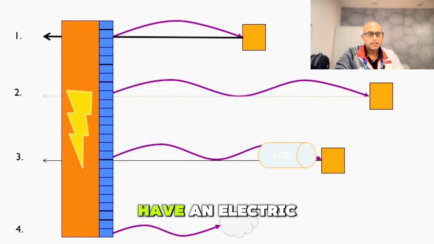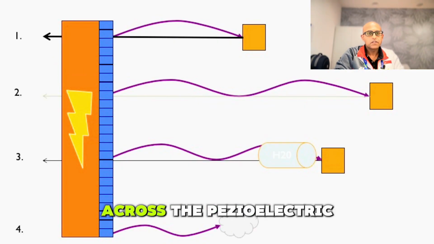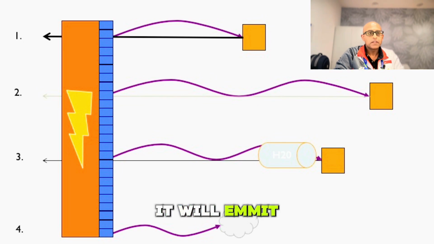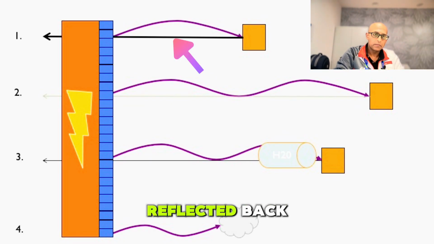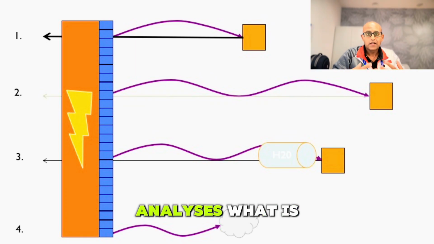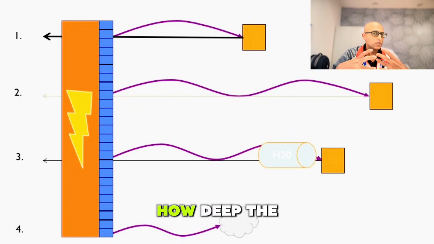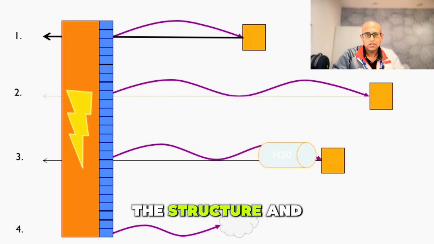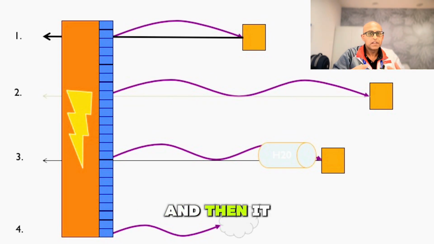So we will have an electric current that is sent across the piezoelectric crystals. It will emit a sound wave out to a structure, and when it hits a particular structure, it will get reflected back. And then the computer on board analyzes what is happening, how deep the structure is, the nature of the structure, and the sound waves returning, and then it creates an image.